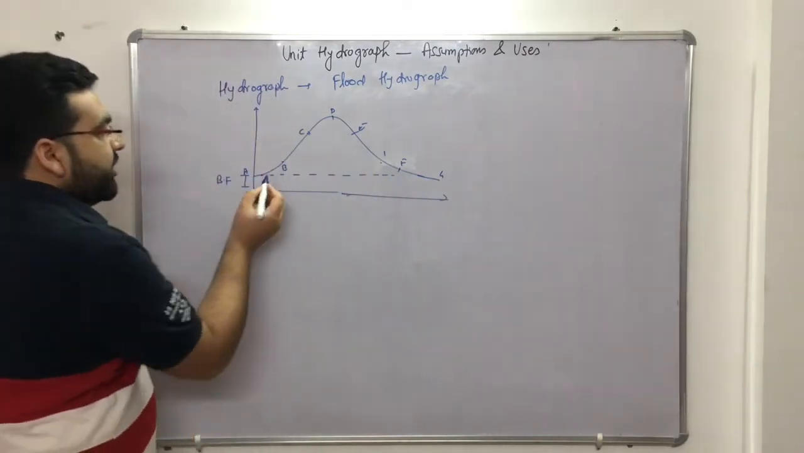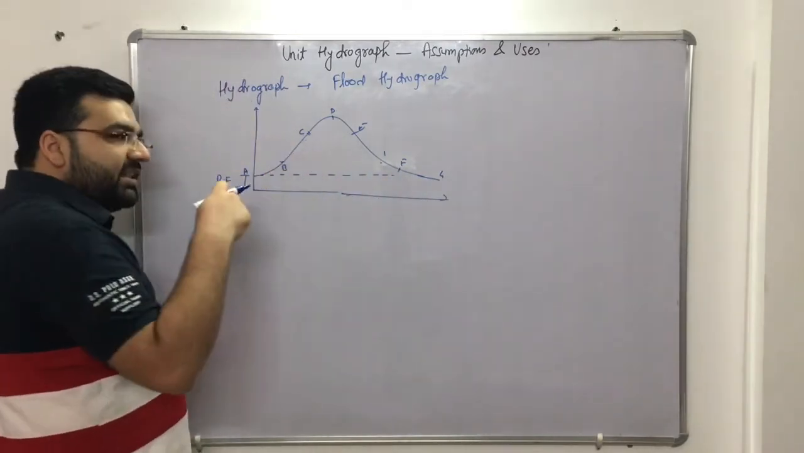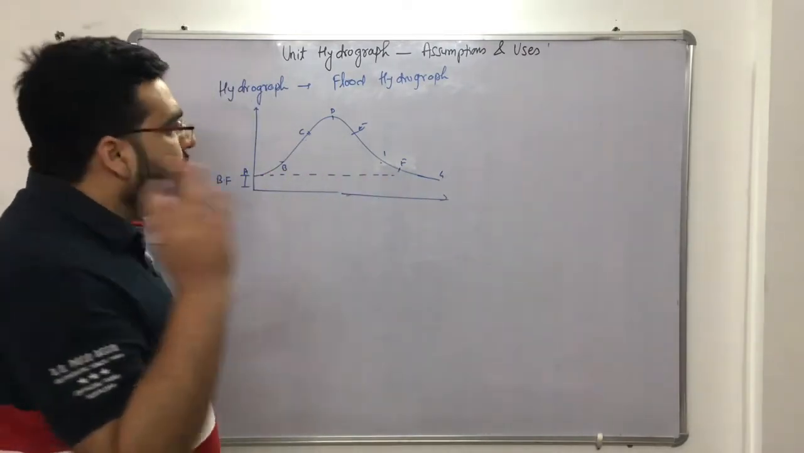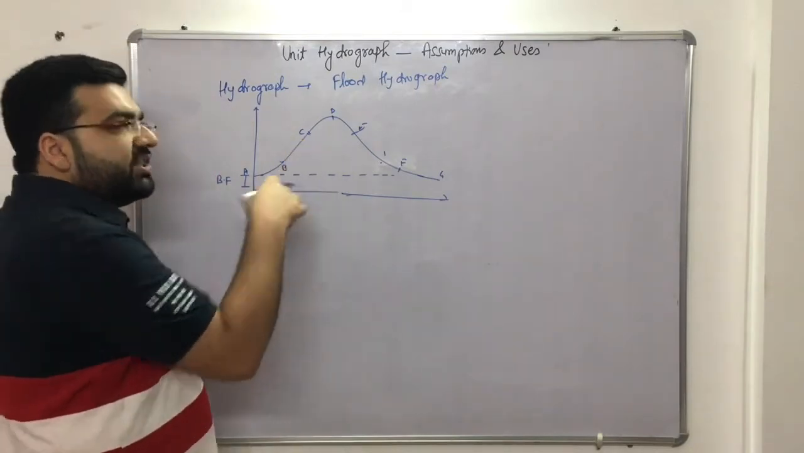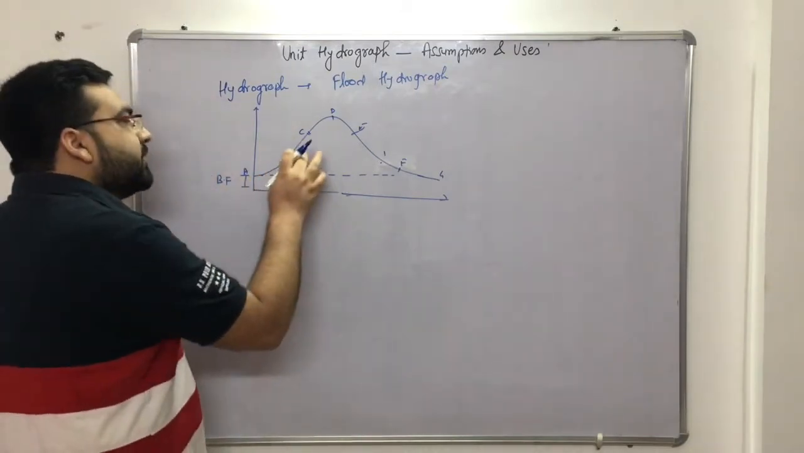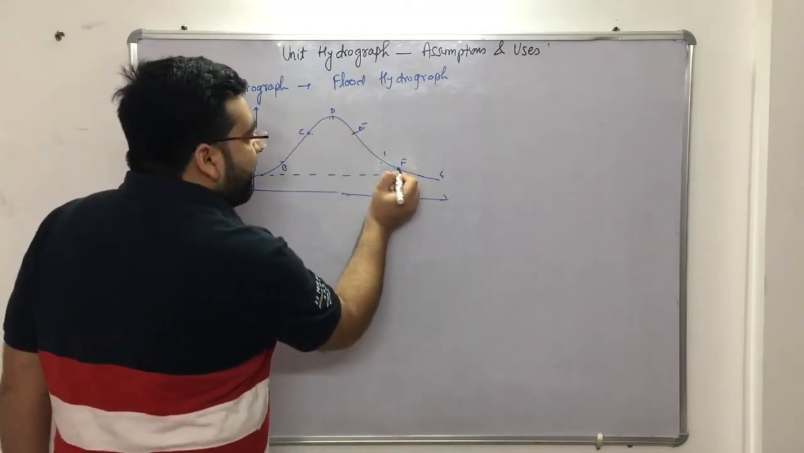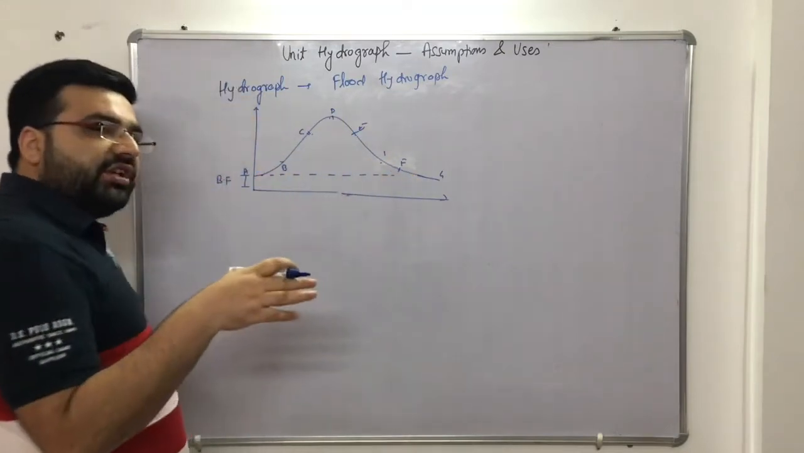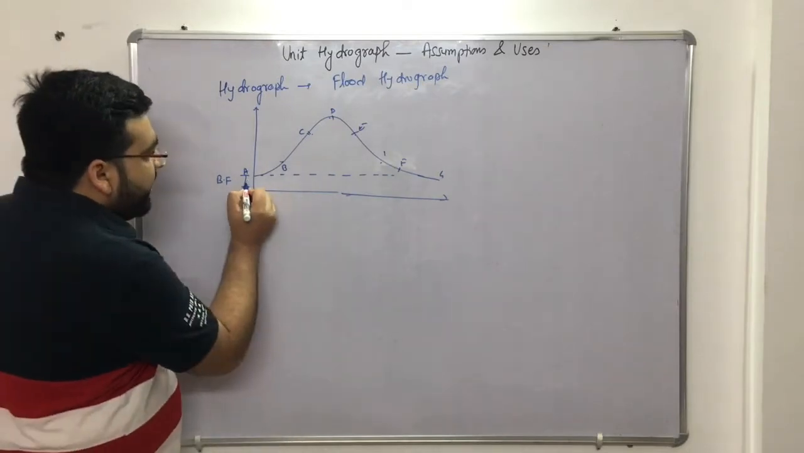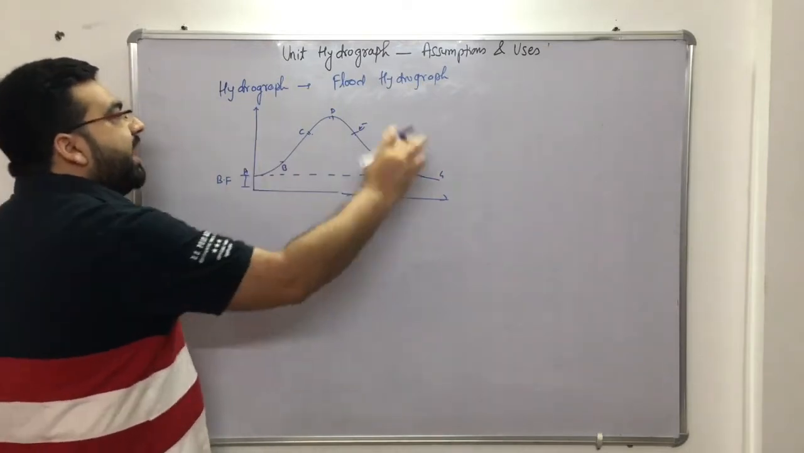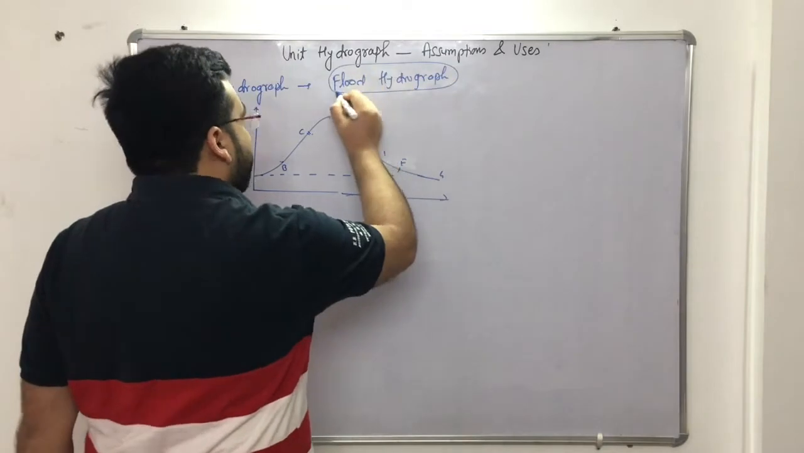And so on, right? So B to C is the rising limb or the succeeding limb also. That is also known as the concentration limb, concentration zone also. C, D, E is the crest, D is the peak, E to F is the recession limb, right? And this is the base flow. So this type of hydrograph is also known as the flood hydrograph.